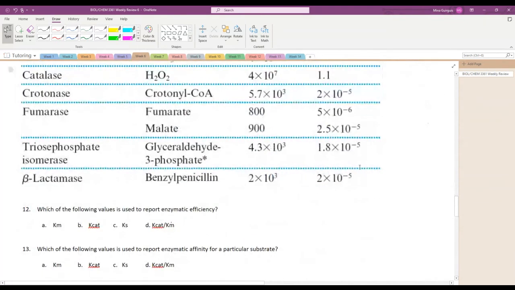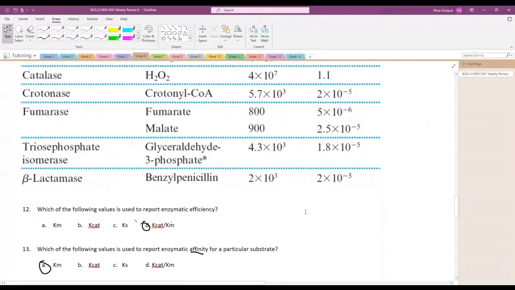Now let's talk about the questions. Which of the following values is used to report enzymatic efficiency? I just told you, it's D. Okay, right. Which of the following values is used to report enzymatic affinity for a particular substrate? Okay, we talked about affinity before, so I'm just going to give you guys the answer.